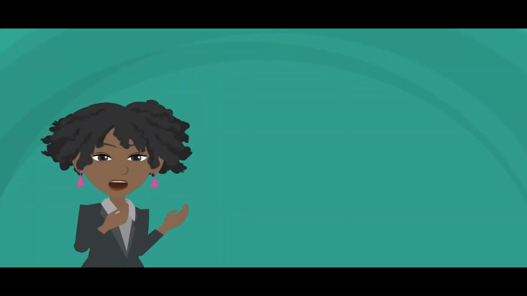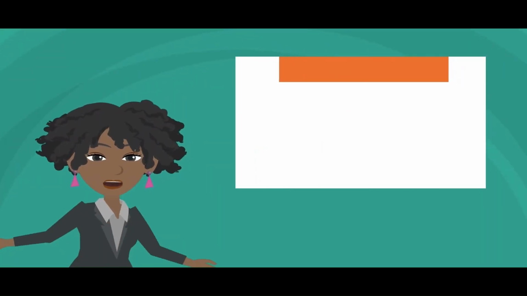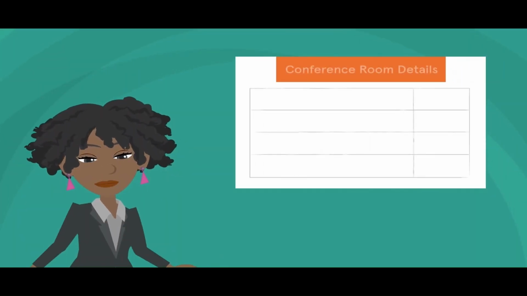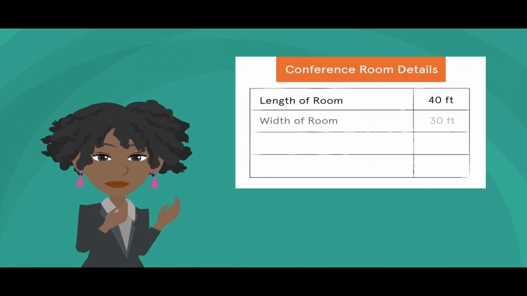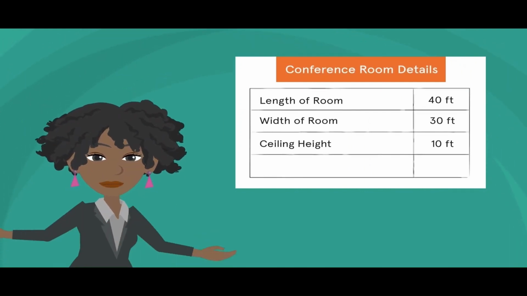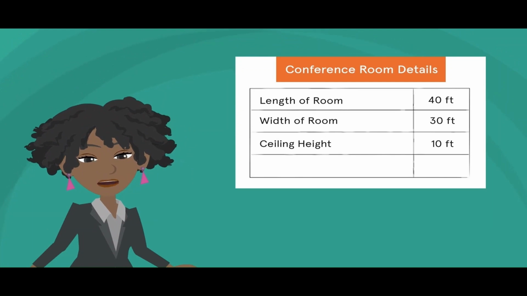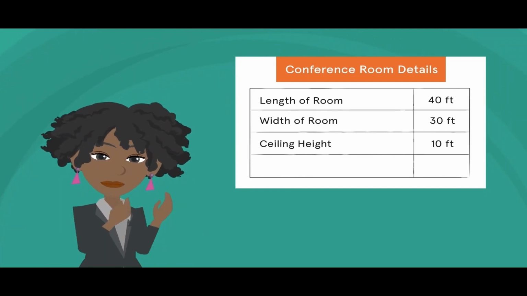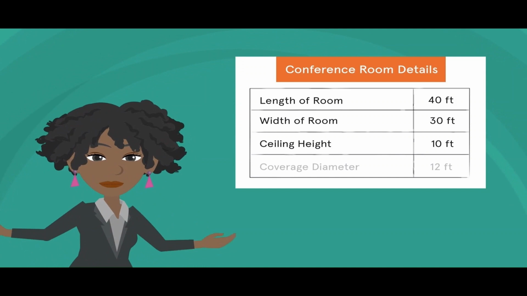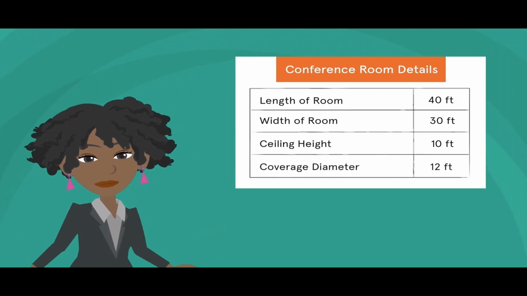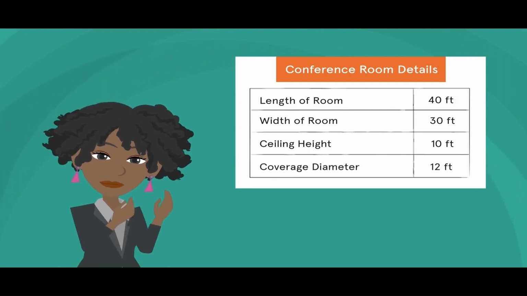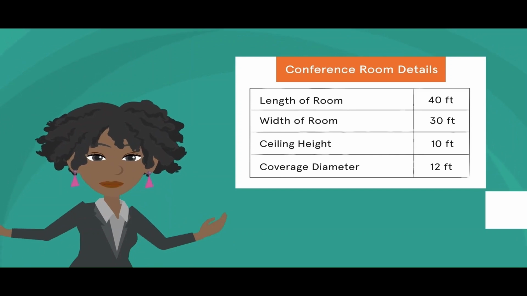Let's work through an AV math example about loudspeakers that you might come across. A conference room is 40 feet by 30 feet, and the ceiling is 10 feet high. Ceiling loudspeakers will be used to cover the room for speech reinforcement. The loudspeakers have a coverage circle diameter of 12 feet. Using partial coverage, how many loudspeakers will we need for this room?